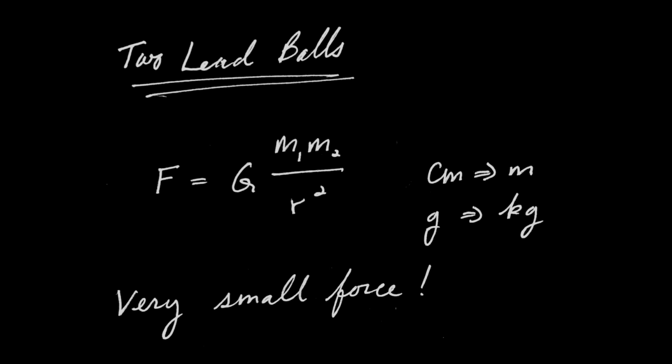Here in this problem, we're given two lead balls. They have different masses. We'll call them M1 and M2. And we want to calculate how much gravitational force there is between them.